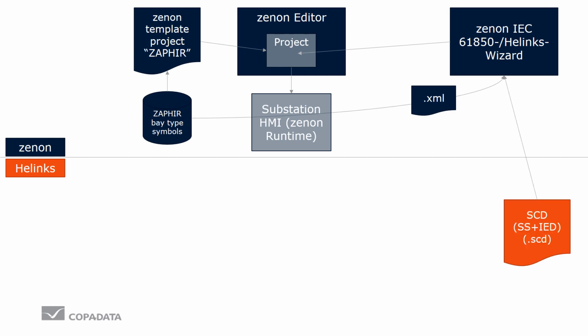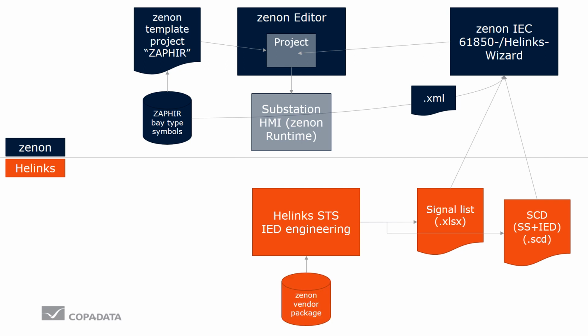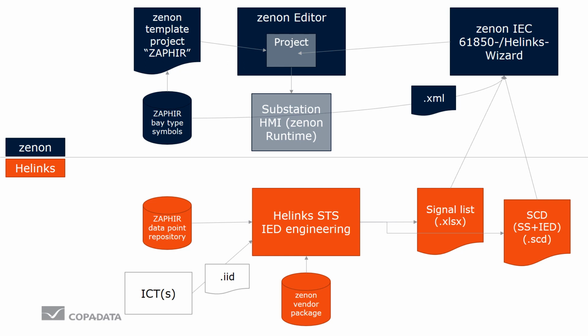And then, as we saw before, we need an SCD file which has a fully configured substation section and an IED section. And this comes typically from a system configuration tool, in this case Helix. And also from the previous slide, we understood that we need a little bit more information, and this information is stored in an Excel sheet, which we call SignalList. Also, the SCT needs some additional information, also about the data points and so on, which optionally could be fed by other IED configuration tools to provide the information that is then stored in the SCD.